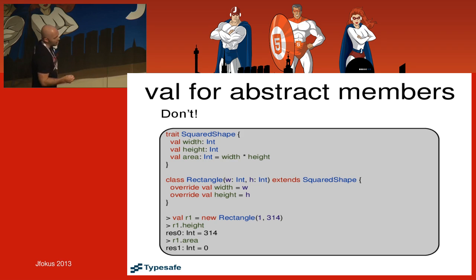Cool. So let's create an instance called Rectangle r1, and then we check the height. Yeah, that seems to be okay. It returns an int. It's 314. And then we call area, and that's sort of not correct. It should be 314 as well, right? And the reason that this doesn't work is that Scala always instantiates the base class before the child class. So default value will be set on width and height, and the default value of an int is 0, so therefore it's returning 0. So don't use vals for abstract members.